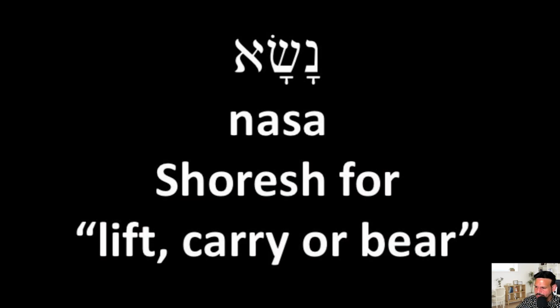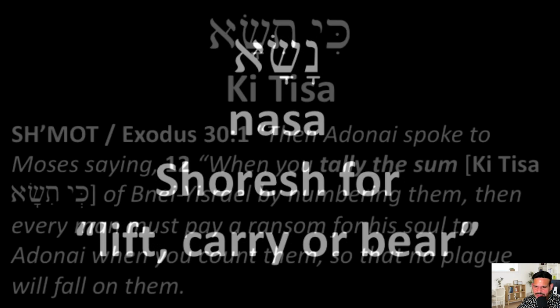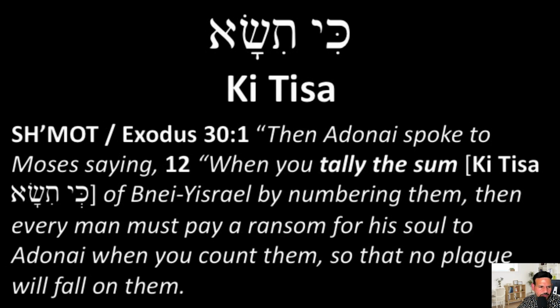So I want you to notice that root. You see how the letters are different? The nun, the samech, and the hey is not the same as the nun, the sheen, and the aleph. Completely different root. We could also take a look at the fact that when you're looking at the letters of the root, and we see ki tisa in the text, we already know the English doesn't seem to make any sense. Now, why is it saying to tally the sum?